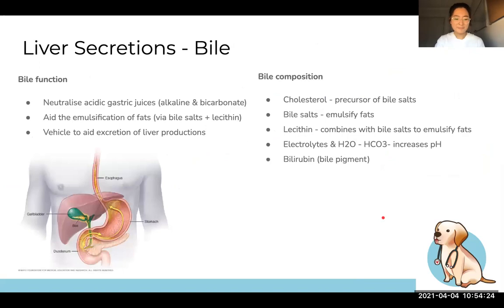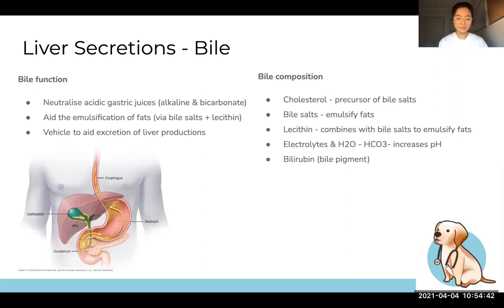Okay, so we've dealt with the stomach. Moving on now to the liver. So the liver does a lot of stuff. You guys will learn a lot about the liver in hematology, but for the sake of GIT, the main thing that's important in terms of what it produces is going to be your bile.